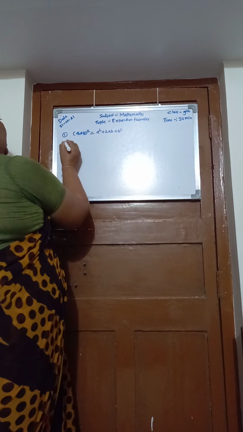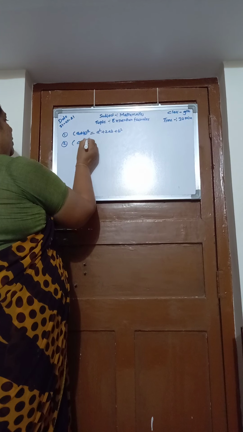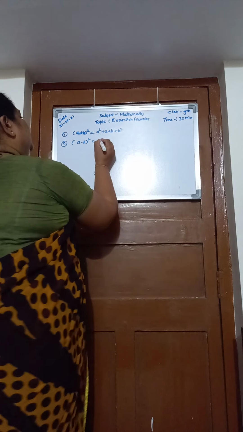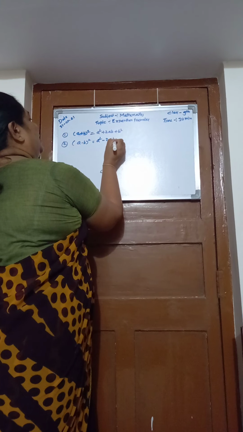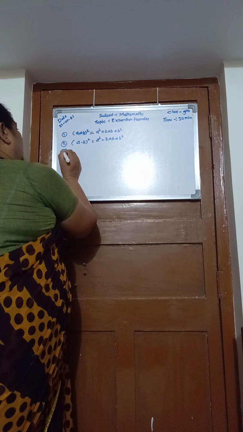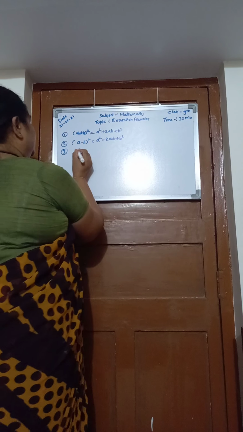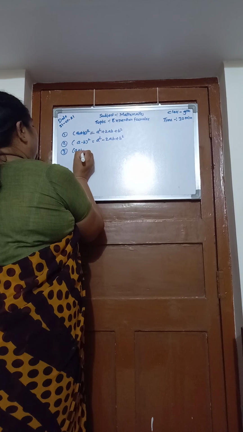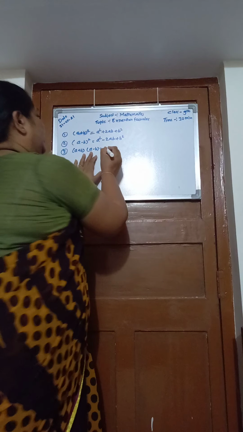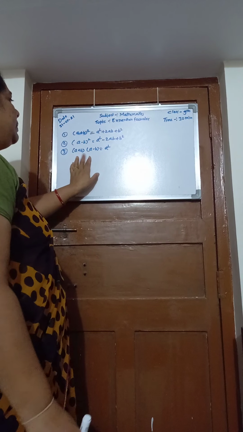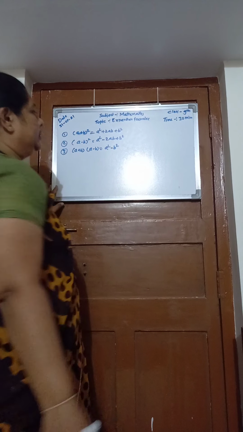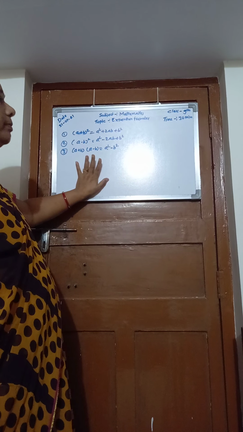Okay, then the second formula is a minus b whole square. Who will tell me this formula? Correct. a square minus 2ab plus b square. And the third formula, which you have studied earlier, is a plus b into a minus b. a into a is a square, minus ab and plus ab get cancelled, and b into minus b is minus b square. These are the three main formulas.